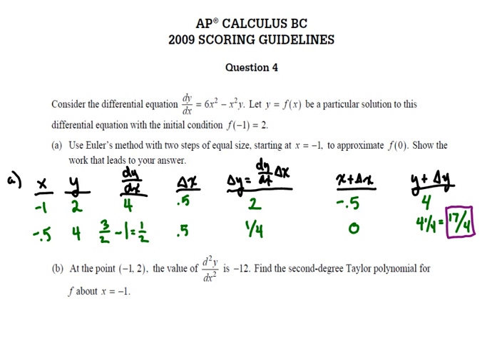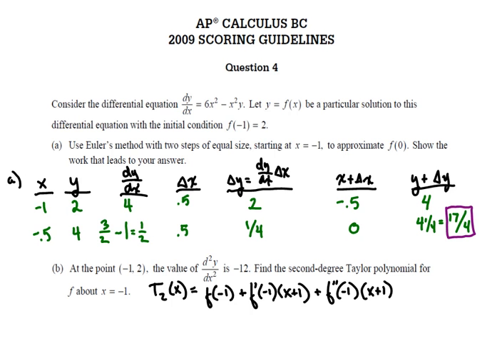In part B, we're given that at the point negative 1 comma 2, the value of the second derivative is negative 12. We want to find the second degree Taylor polynomial for f about x equals negative 1. Well, the second degree Taylor polynomial will be f of a, which is f of negative 1, plus f prime of negative 1 times x minus negative 1, or x plus 1, plus the second derivative of f at x equals negative 1 times x minus negative 1, or x plus 1, all divided by 2 factorial.